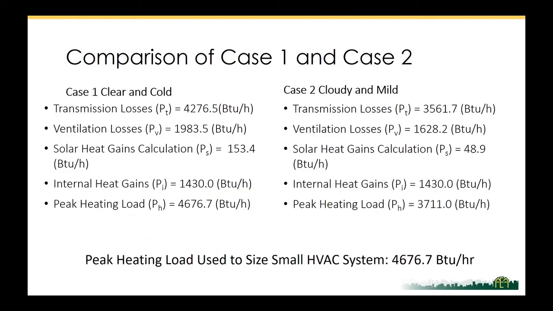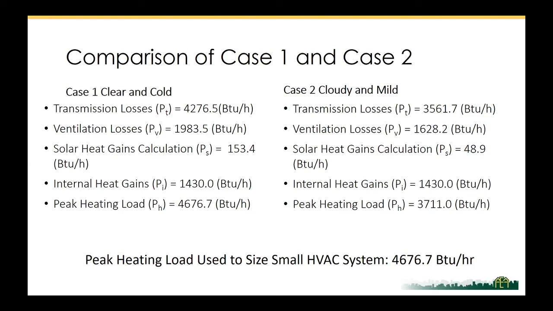So I calculated case 1 and case 2. If we look at the transmission losses for the clear and cold day, it's a little bit higher, which makes sense compared to case 2 because the temperature is colder outside. Ventilation losses, this is interesting. Ventilation losses are very high compared to the Manual J and the ASHRAE version. Solar heat gain calculation, we got 153.4 versus a cloudy and mild day, 48.9, which is about a third.